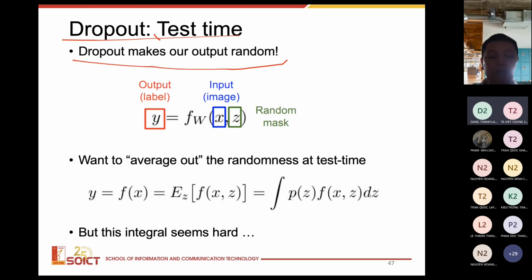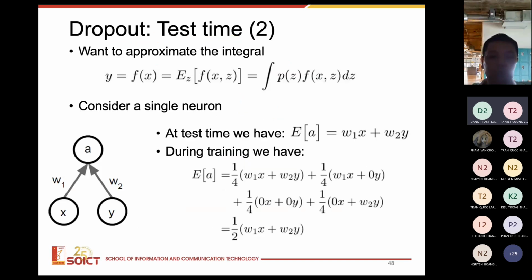So in order to have the correct predicted output, we want to average out the randomness at test time, right? If we want the correct average over every possible randomness, we need to do an integration, and this is hard and costly to do. So for the test time, we can approximate the integral, right?